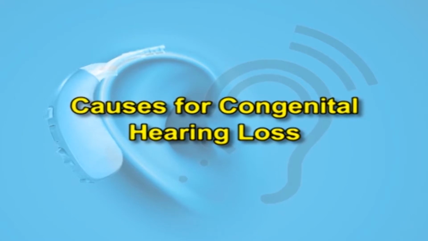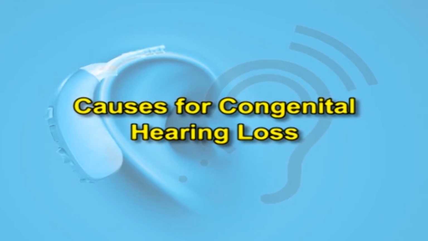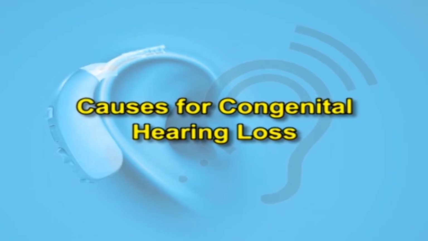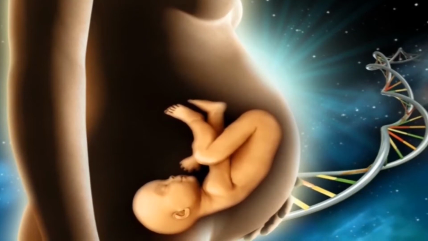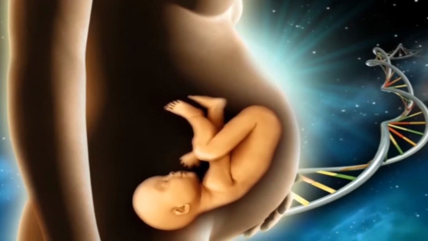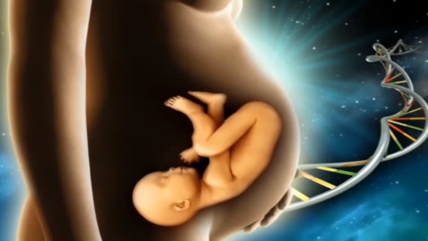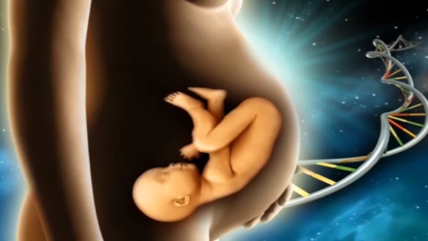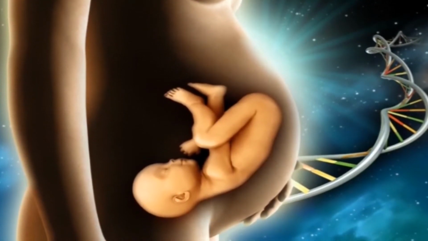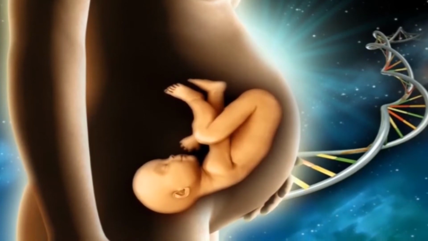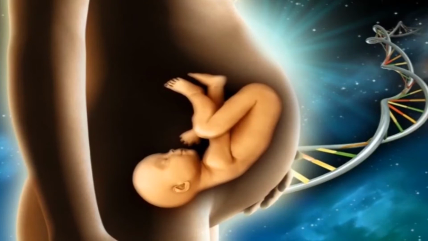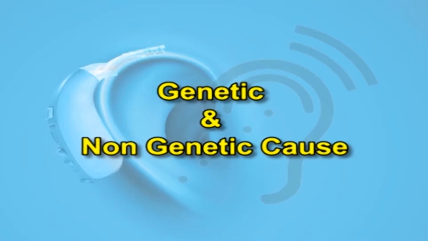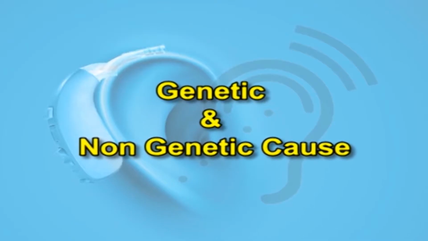Dear students, now we discuss the causes for congenital hearing loss. Congenital hearing loss can be caused by genetic and non-genetic factors. Genetic factors are caused by autosomal dominant hearing loss, X-linked hearing loss related to the sex chromosome, and autosomal recessive hearing loss. Let us discuss each genetic and non-genetic cause briefly.